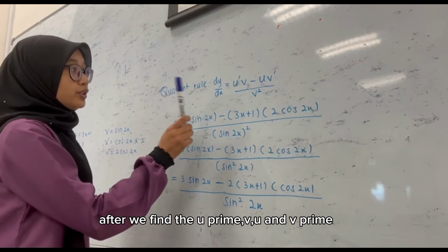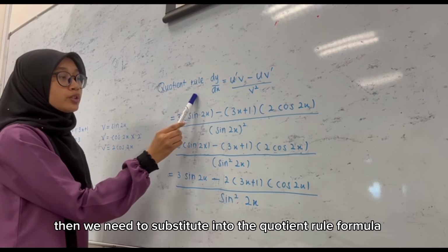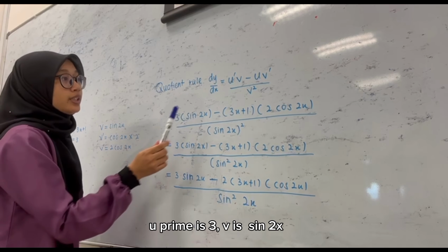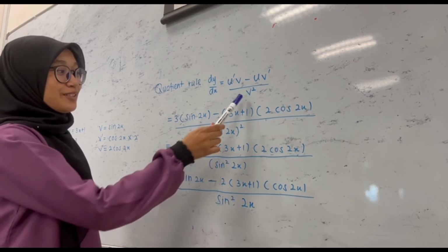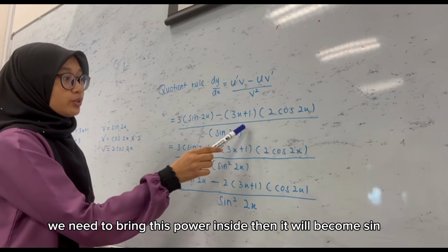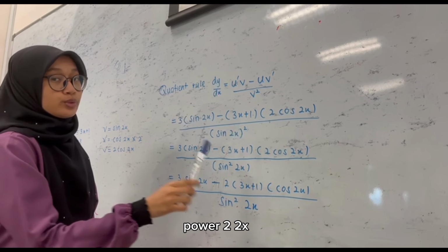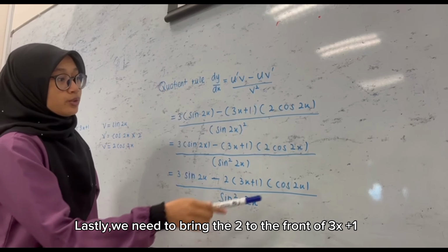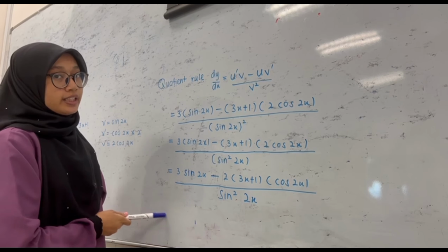After we find u prime, v, u, and v prime, we need to substitute into the quotient rule formula, where u prime is 3, v is sin 2x, u is 3x + 1, and v prime is 2 cos 2x. Then v squared is sin 2x squared. After we substitute into the formula, we bring this power inside, so it becomes like this, sin squared 2x. Lastly, we need to bring the 2 to the front of 3x + 1. And this is the final answer.